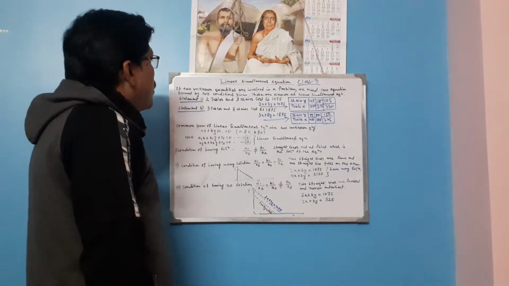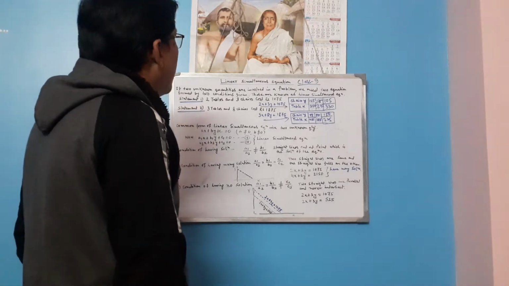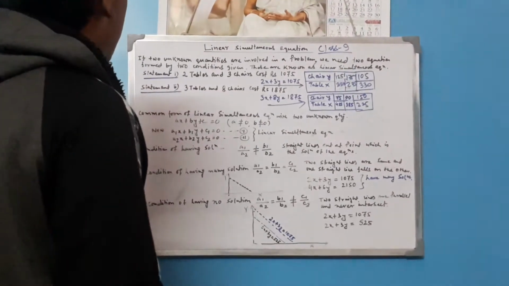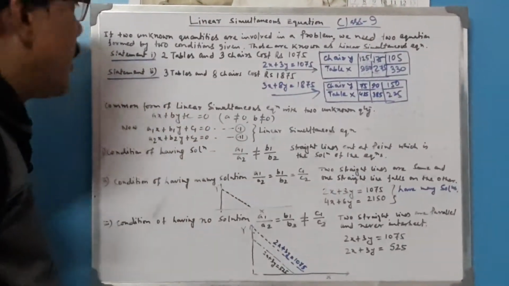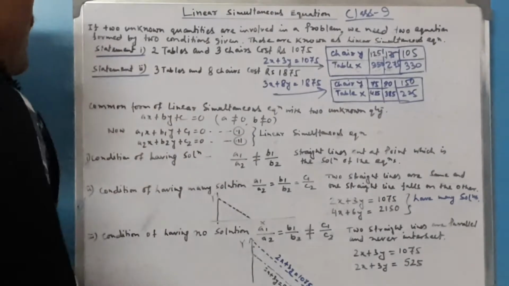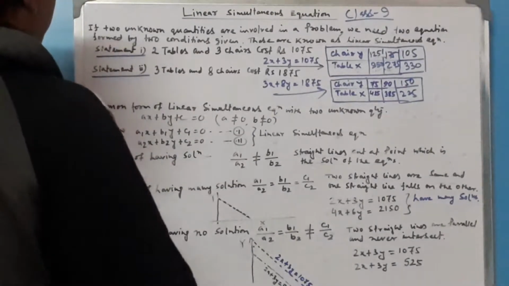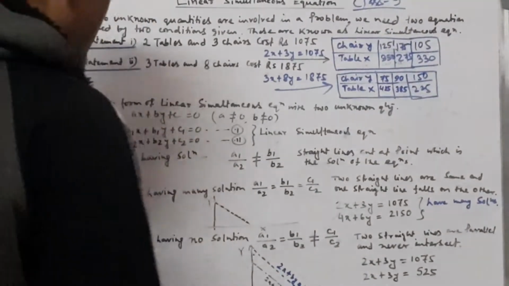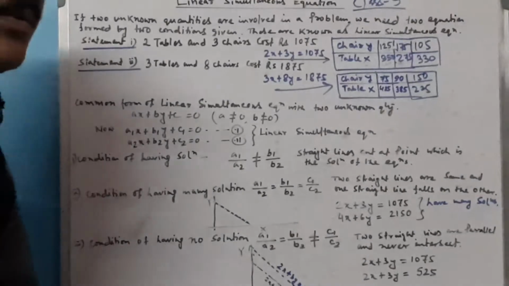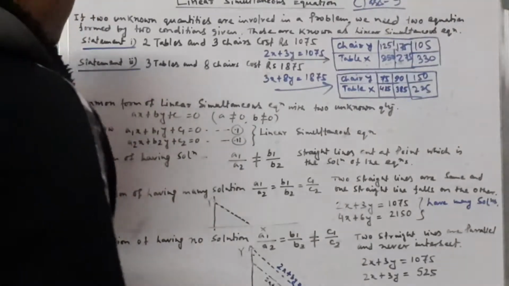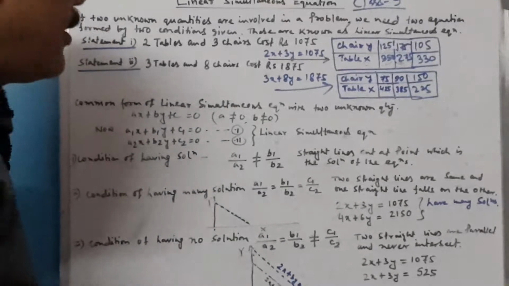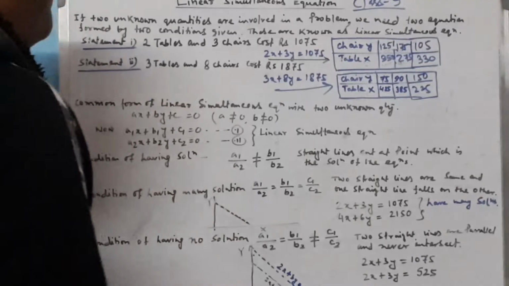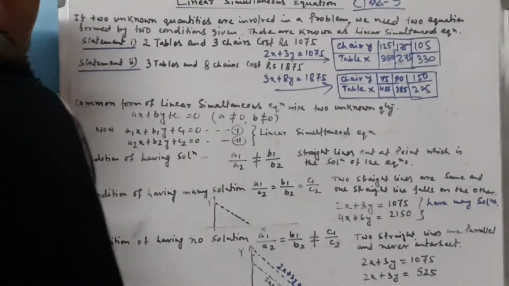Today the topic of our discussion is linear simultaneous equation, which is generally covered in class 9 mathematics. Let us start with linear simultaneous equation. Actually, what is linear simultaneous equation? If we are to determine two unknown quantities involved in solving a problem, and there are two conditions given to form two linear equations, these are known as linear simultaneous equations.